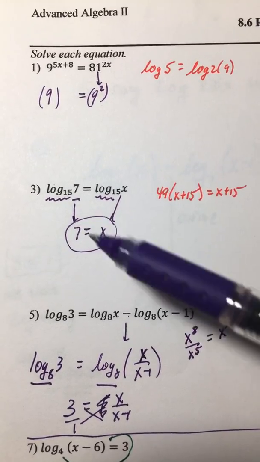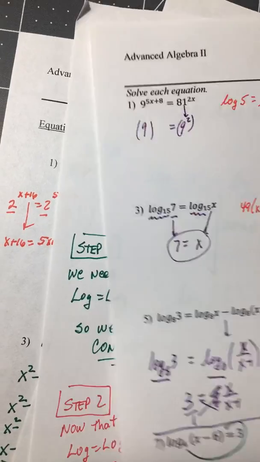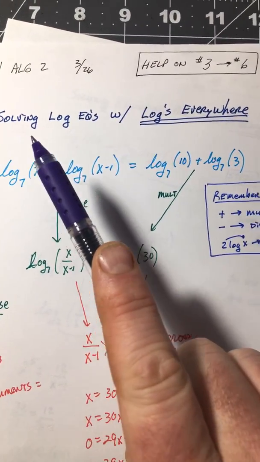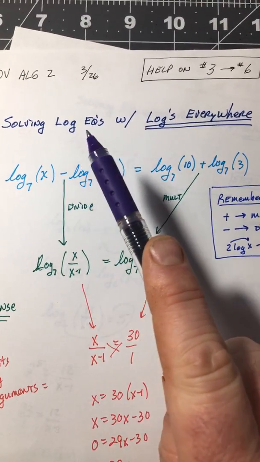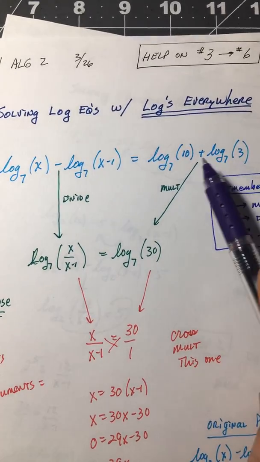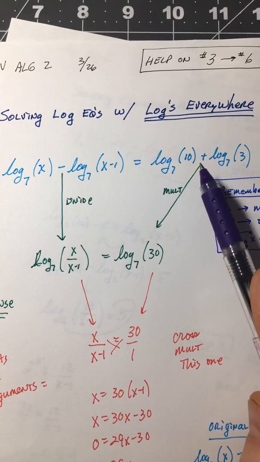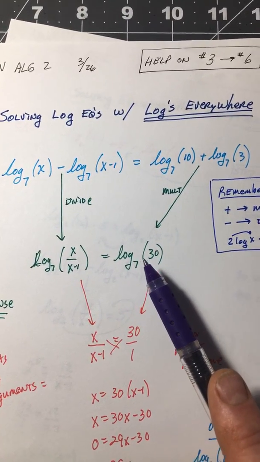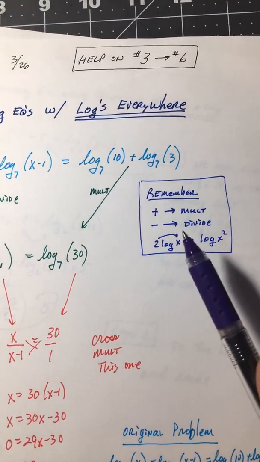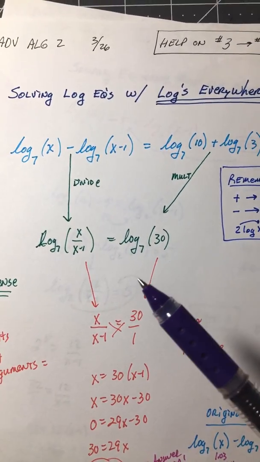Then on number 3, starting with number 3, I posted a picture for help on 3 through 6 whenever you're solving logs or solving log equations with logs everywhere. Okay, we have logs everywhere. Now you should also know that when you subtract, you turn it into a division, and when you add, you turn it into a multiplication. Okay, 3 times 10 is 30. That follows our exponent rules. That was from earlier lessons this week. Okay, so you might want to go back and rewatch some videos.